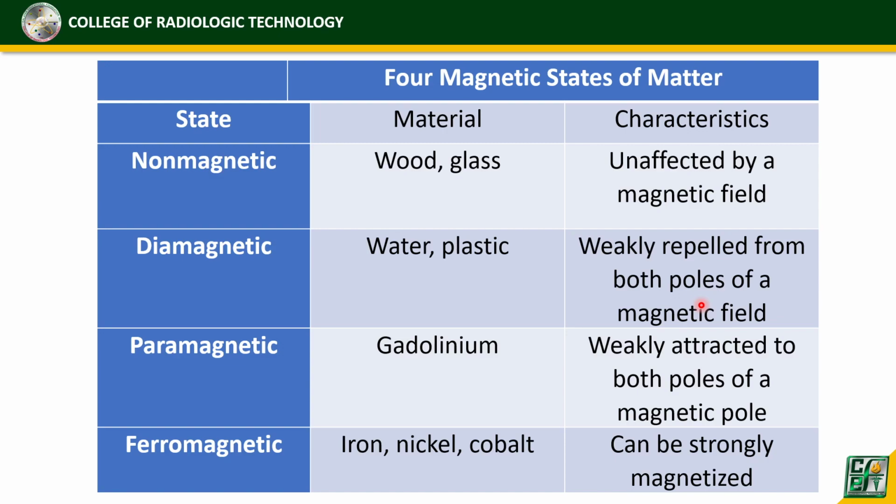Then, third is paramagnetic. Example niya is gadolinium. Weakly attracted to both poles of a magnetic field. Okay? Then, last, ferromagnetic: iron, nickel, or cobalt. So characteristic ay they can be strongly magnetized. Okay? So, let us proceed.